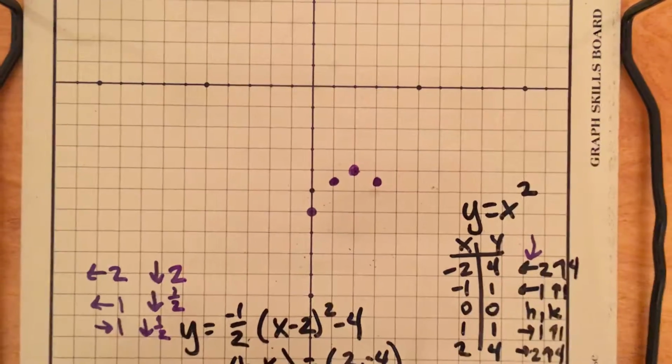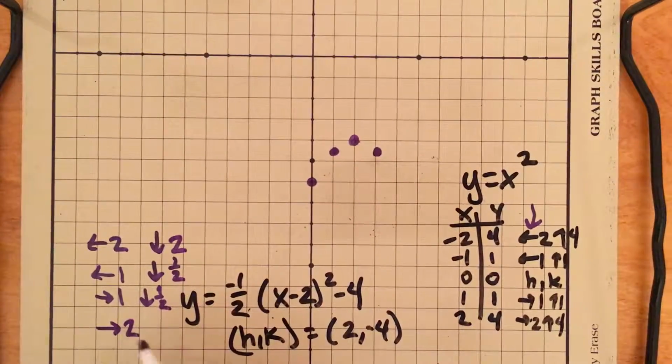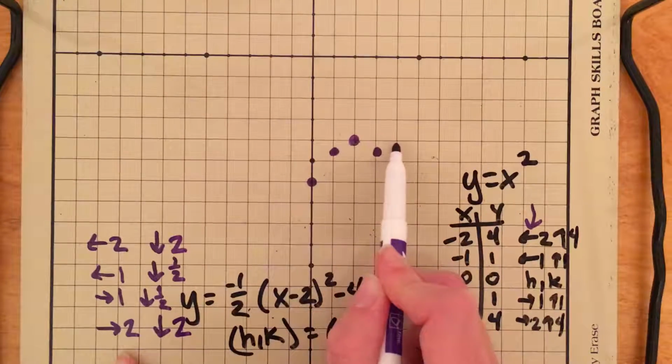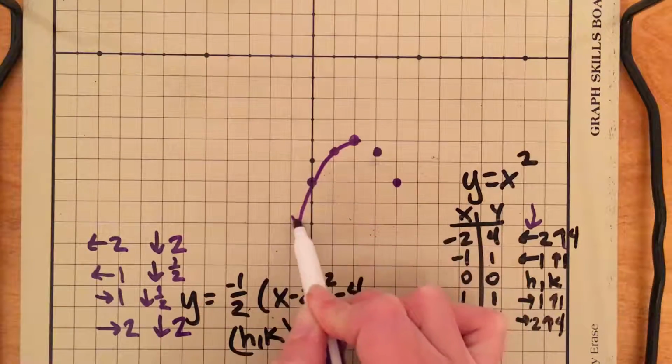Last point says to do right 2, that stays the same. I would go up 4, but positive 4 times my stretch factor, which is negative 1/2, is going to be negative or down 2 instead. So from my center point, from my HK, I'm going to go right 2 and down 2. All right, and I'm just going to connect these.